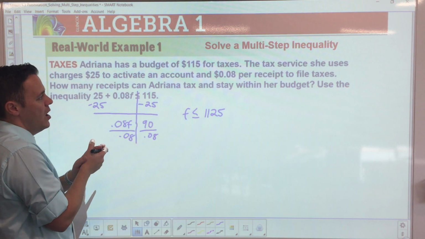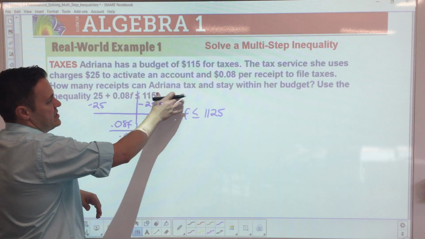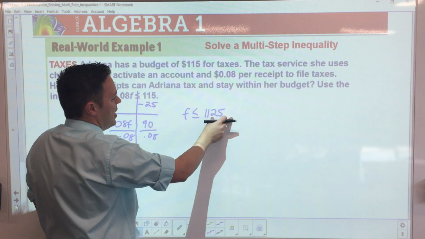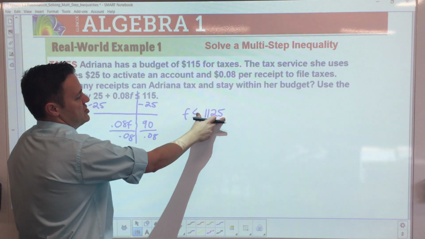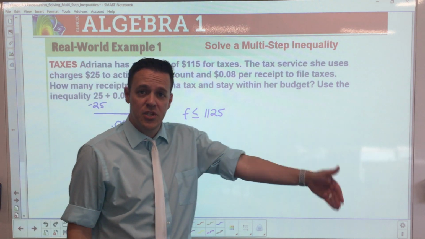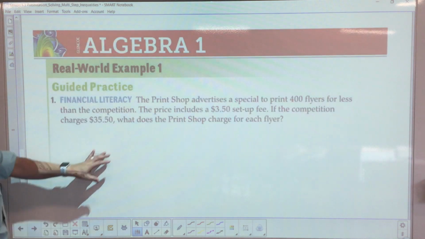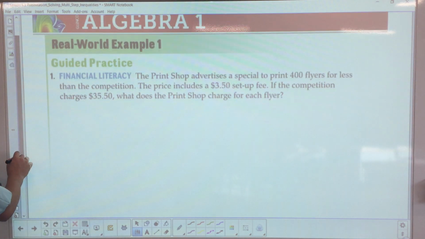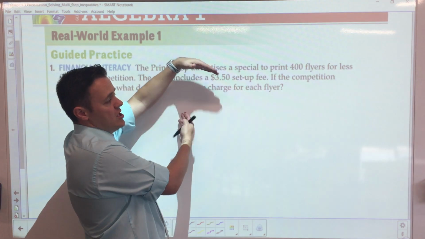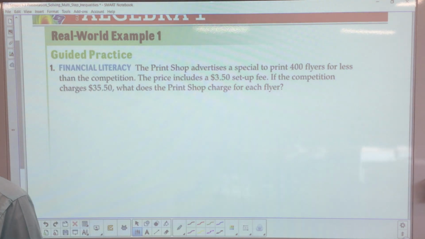Not too difficult. What we're trying to figure out is how many receipts Adriana can have and file in her tax return to stay within her budget. She can go up to 1,125. So guided practice. You guys try to rewrite this equation. Remember, I need you to take words and put it into a written equation.